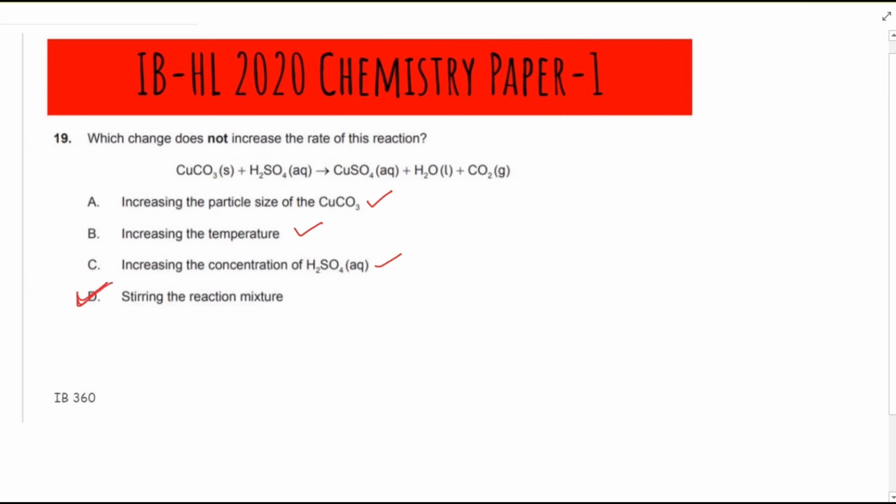Rate of reaction can only be changed if you have a chemical change, or rather, if you have a bigger particle size of CuCO3, then also it would work.